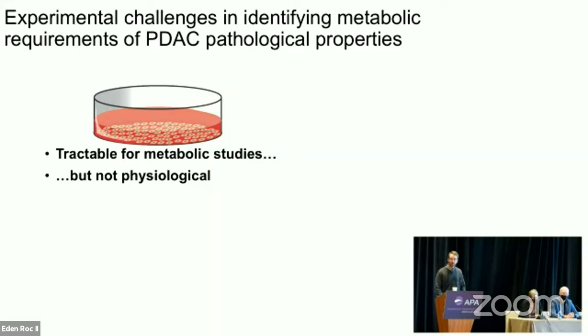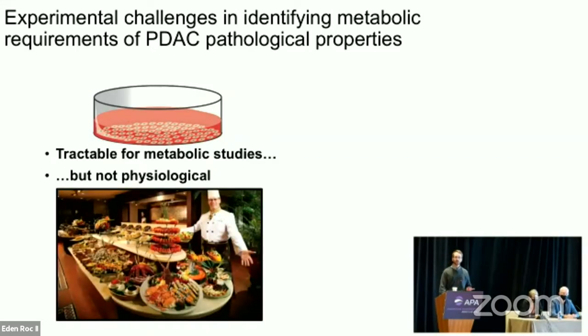The problem is these models aren't really physiological. And a big part of this is because these models are kind of like the cellular equivalent of a Vegas buffet. There's all of the nutrients that these cancer cells would want in vast excess. And I don't know about you, but my nutrition and metabolism looks different in Vegas than it does at home.